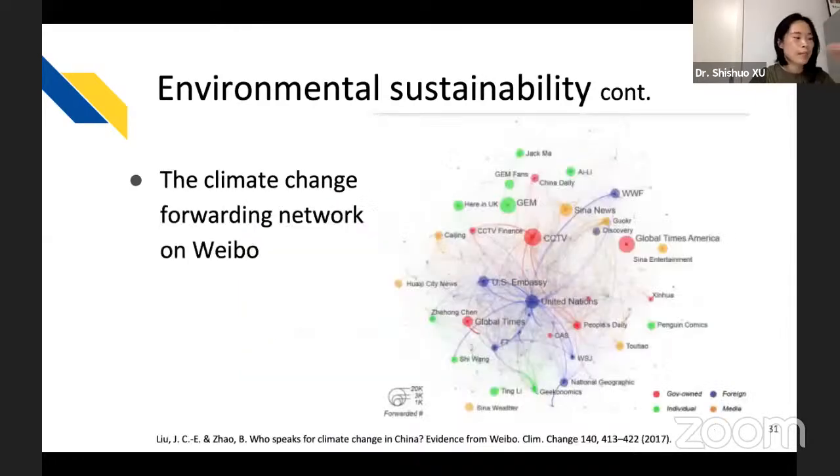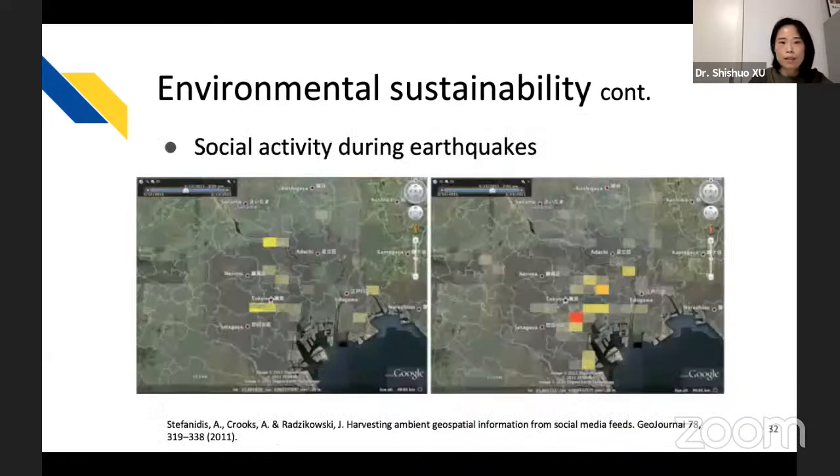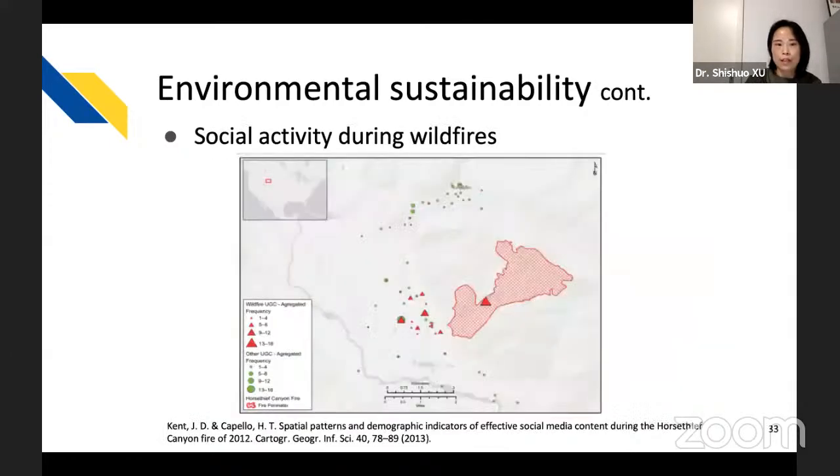Another one is about capturing public sentiment and the perception of climate change. In sustainability research, social media data can help social scientists to make progress. The sentiment analysis using big data, this one from the Chinese Twitter named Weibo, has revealed a possible disconnect between the perception of climate change as a global issue and its local implications. Moreover, social media data can also monitor social activities during natural disasters like earthquakes, wildfires, and rainstorms.